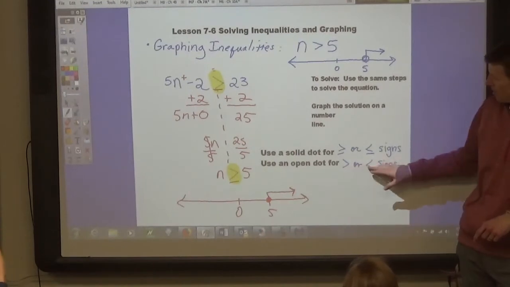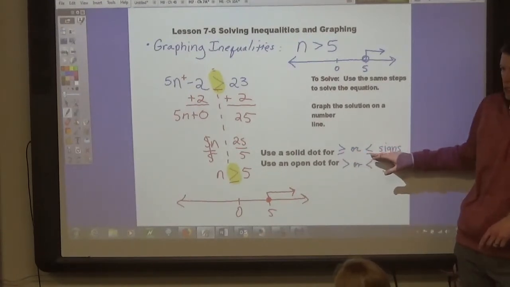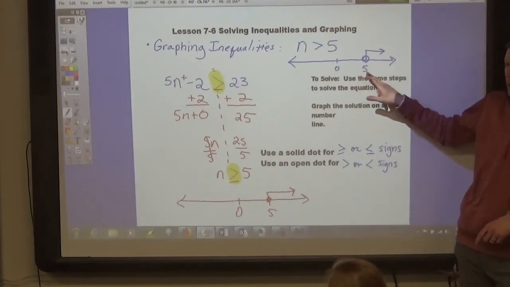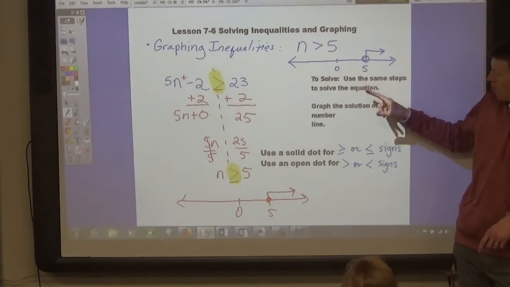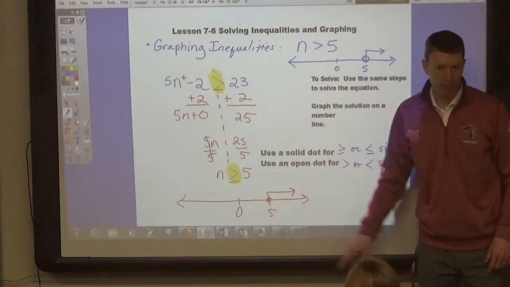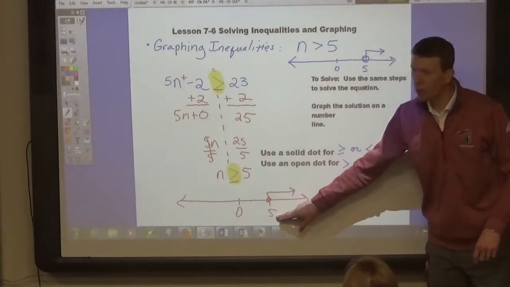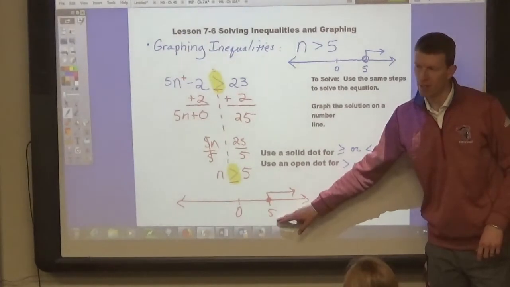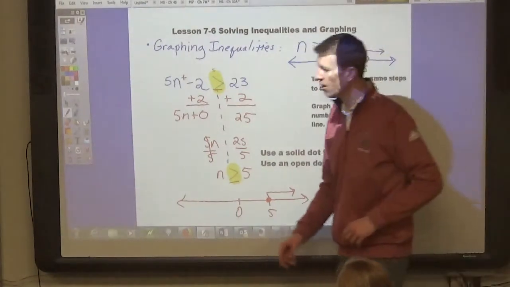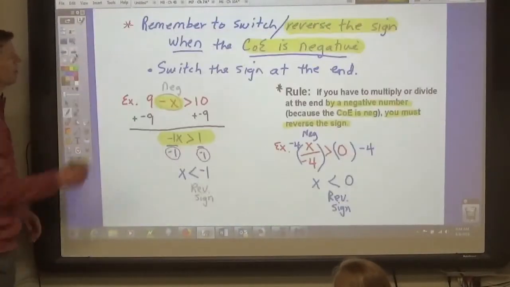You use an open dot when it doesn't have the equal sign as a part of the solution. Yeah, and it means that the 5, or the number that you got, is that part of the solution? No. Nope. Whereas, if it's a solid dot, the number could be part of the solution. Okay? This number is included in the possible solutions. Does that make sense? Yeah? Okay. Let's go to the next part.